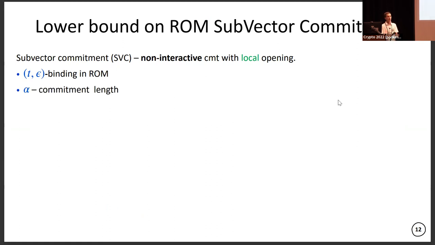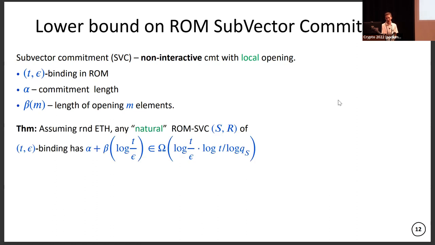And alpha is the commitment length for the number of n elements. And beta of m is a function which is the length of the string needed to open m elements. Then we get that alpha plus beta evaluated at log t over epsilon is of length at least omega of log t over epsilon times log t divided by log of the number of queries the commitment party has.